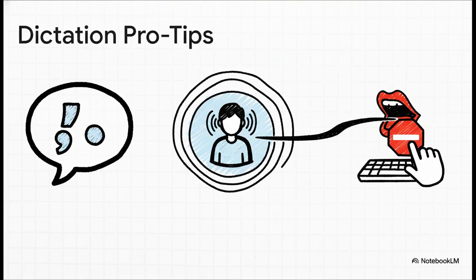Okay, a few pro tips to make this work even better. The biggest one is you have to actually say your punctuation. I mean, literally say the words period, comma, new paragraph. It feels weird at first, but you'll get used to it. Also, try to find a quiet place, and, this is crucial, do not stop to edit yourself. The whole point is to just let it all flow out. You can clean it all up later, I promise.